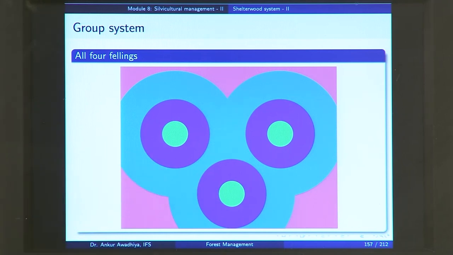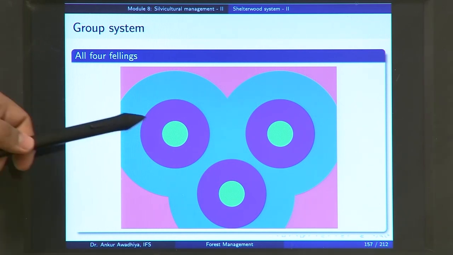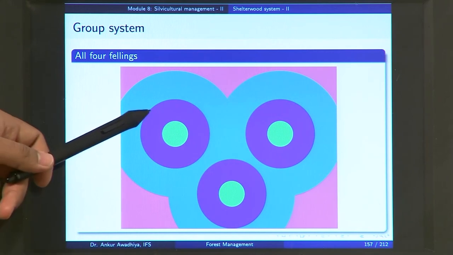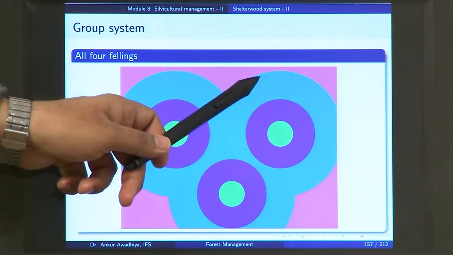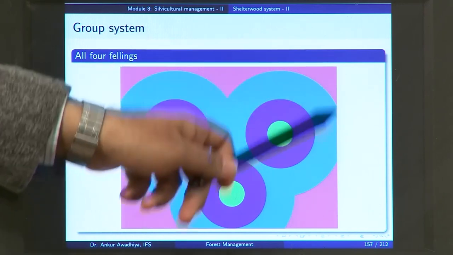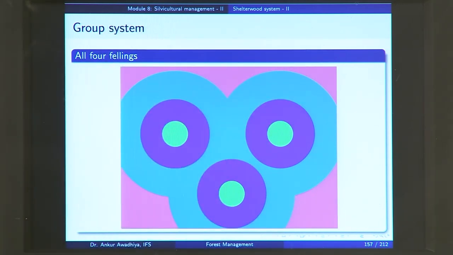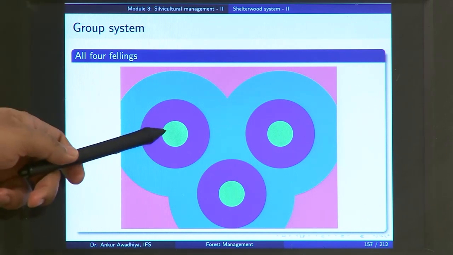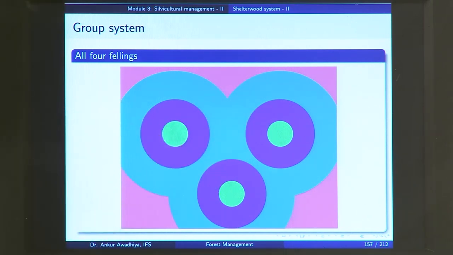So, now at the end of your cycle, in these three areas that had advanced regeneration, at the end of all your operations, you still have advanced regeneration. In this way the spatial structure of the forest is maintained. In these areas all four fellings have been done, in these areas you have had three fellings, in these areas you have had two fellings, and in this pink area you have had only one felling.